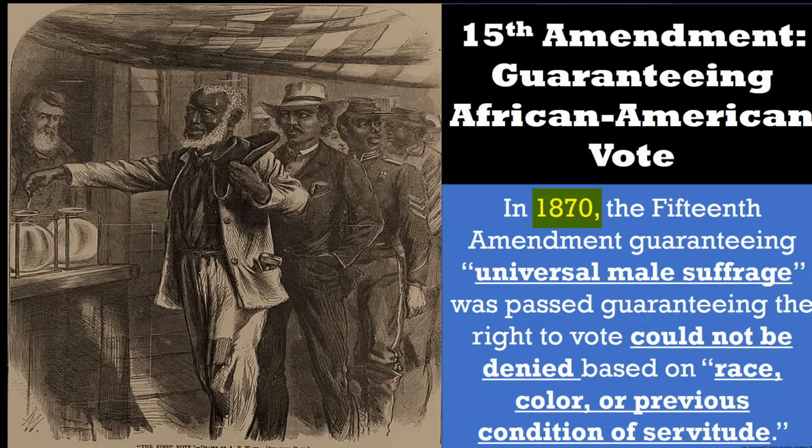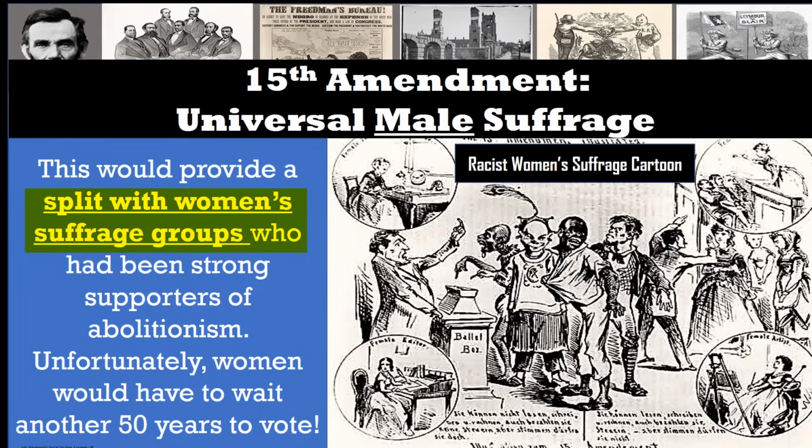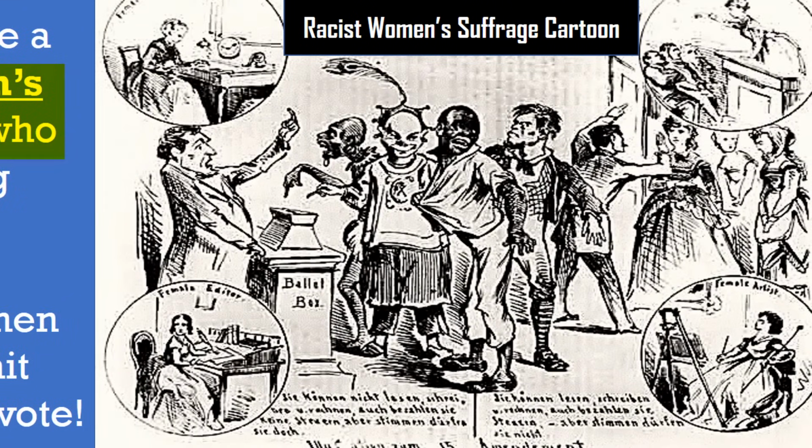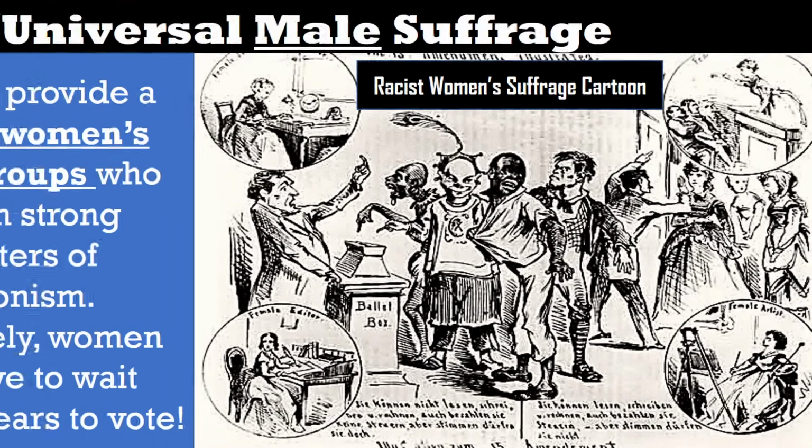In 1870, the 15th Amendment, guaranteeing, quote, universal male suffrage, was passed, establishing that the right to vote could not be denied based on, quote, race, color, or previous condition of servitude. This would provide a split with women's groups who had been strong supporters of abolitionism. Unfortunately, though, women would have to wait another 50 years to vote.